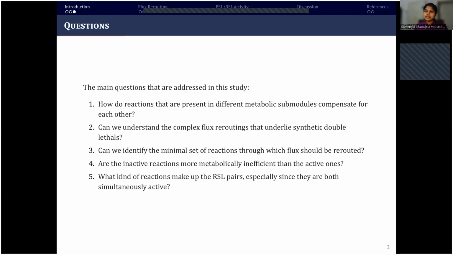And the first one was, how can the reactions that are present in different metabolic submodules even compensate for each other? Can we understand the complex flux reroutings that underlie synthetic double lethals? Can we, if possible, identify the minimal set of reactions through which fluxes need to be rerouted? And regarding the PSL and RSL pairs, what we wanted to see was, what is the metabolic efficiency of the inactive reactions versus the active reactions? And what kind of reactions make up the RSL pairs, especially since both the reactions are simultaneously active? So to answer these questions, we took a twofold approach. We proposed an algorithm called min rerouting, which answers the first three questions. And then we used an approach which uses conditional FEA to answer the last two questions.